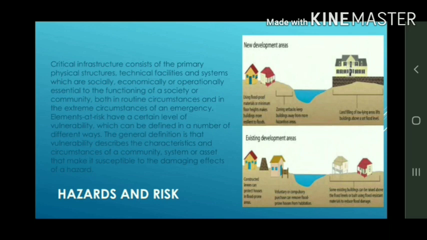Critical infrastructure consists of the primary physical structures, technical facilities, and systems which are socially, economically, or operationally essential to the functioning of the society or community, both in routine circumstances and in the extreme circumstances of an emergency. Elements at risk have a certain level of vulnerability, which can be defined in a number of different ways. The general definition is that vulnerability describes the characteristics and circumstances of a community, system, or asset that make it susceptible to the damaging effects of a hazard.